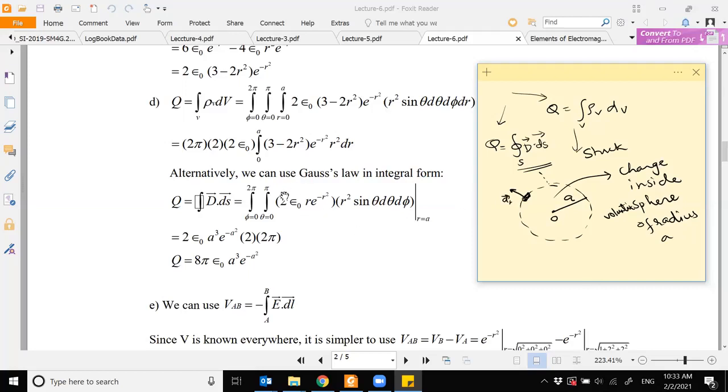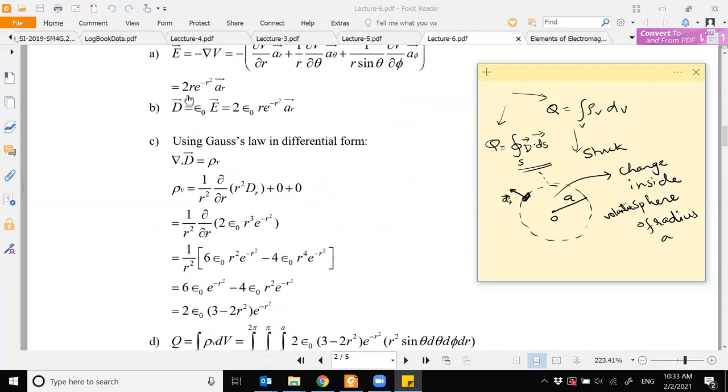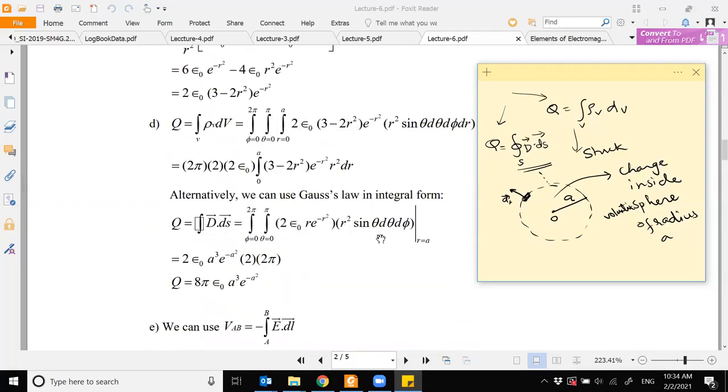And that's why your D bar, which is this one, has an a_r here, and your dS will also have an a_r here. So a_r dot a_r will become 1, and that's why you get simply these two multiplications. And the good thing is you have to evaluate this at a fixed constant r value of a. And therefore, the integration becomes very simple. And therefore, your charge is 8 pi epsilon 0 a cubed e to the power a squared.